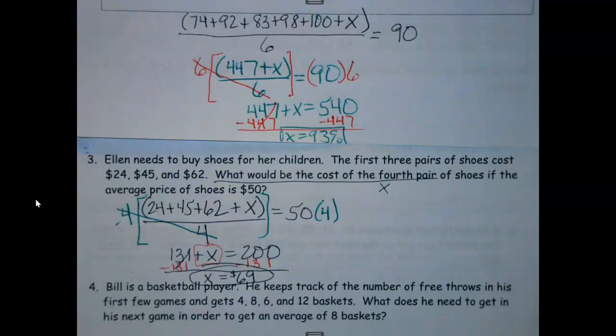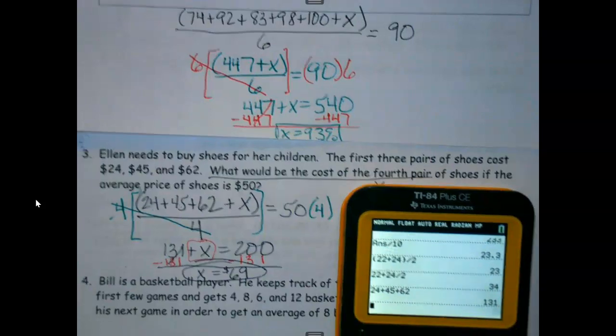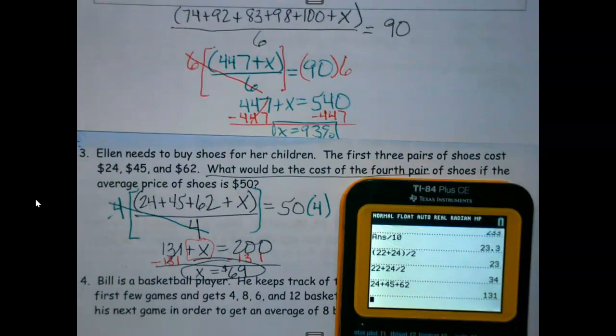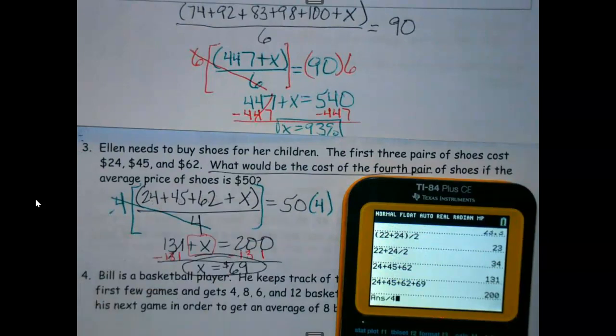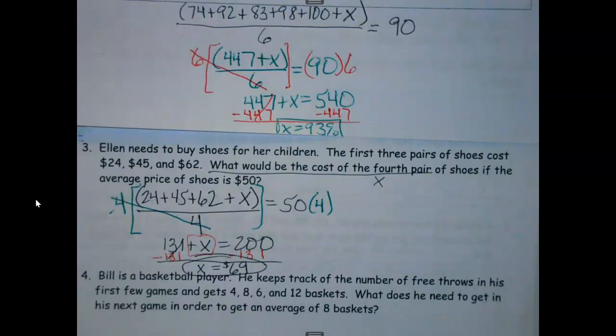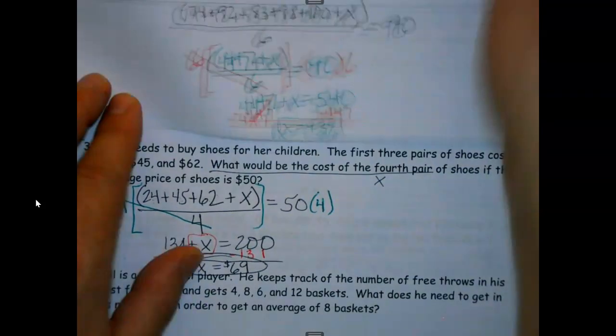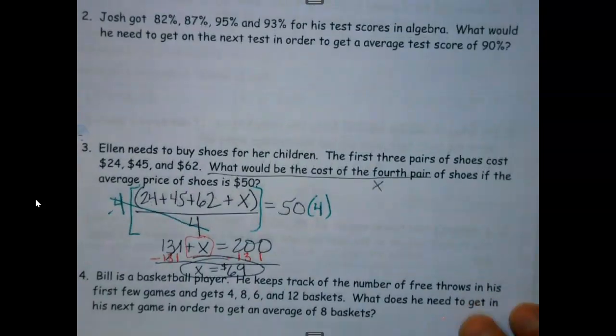And if you really wanted to see if you've done it right, you could go back and just be like, let me check, 24 plus 45 plus 62 plus 69 divided by 4 is 50. The average price is 50. I know I did it right. So that's the same pattern we're running on all of these. Add them up, put the extra x in there, divide by your number of data points, and you're ready to go.